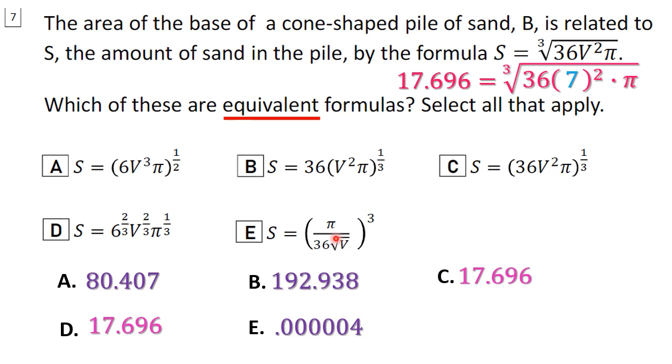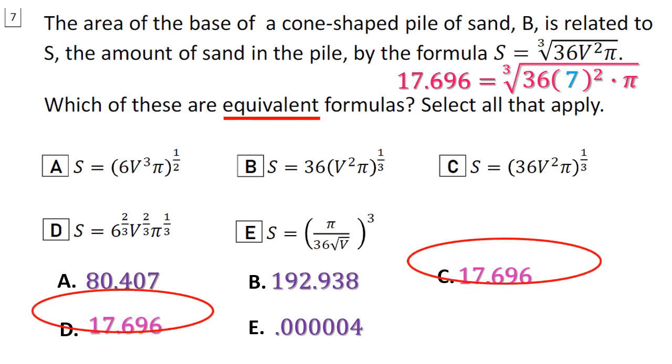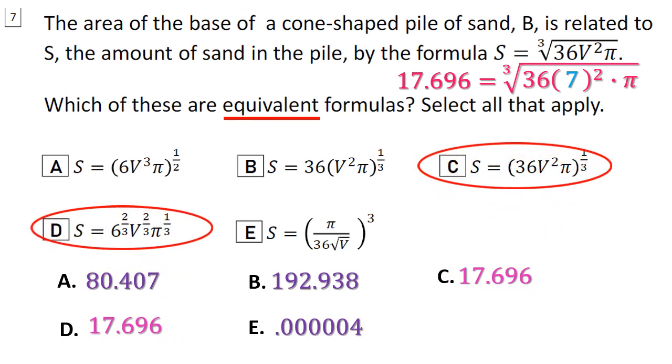That's because our V and our 36 end up in the bottom. The only thing in the top was pi. And then raise that to the third. It's going to be a very small value. So only 2 of these worked, C and D, so only 2 of these were my correct answers. And that is a great way to work this problem.